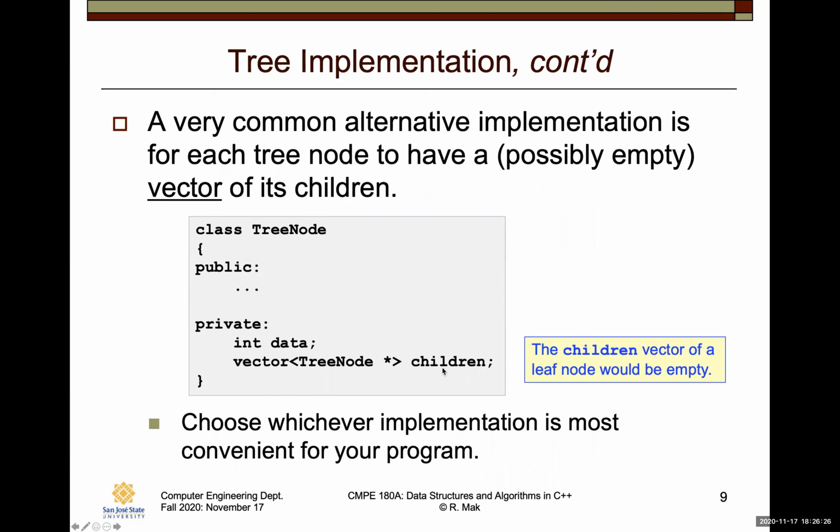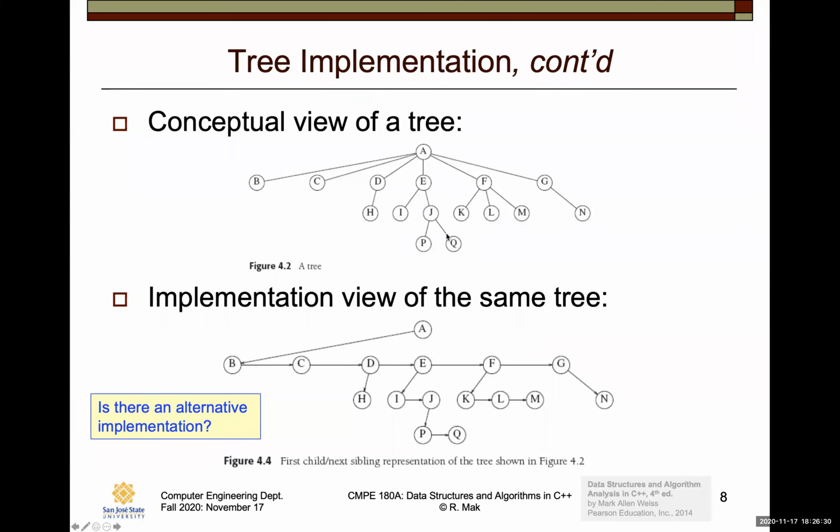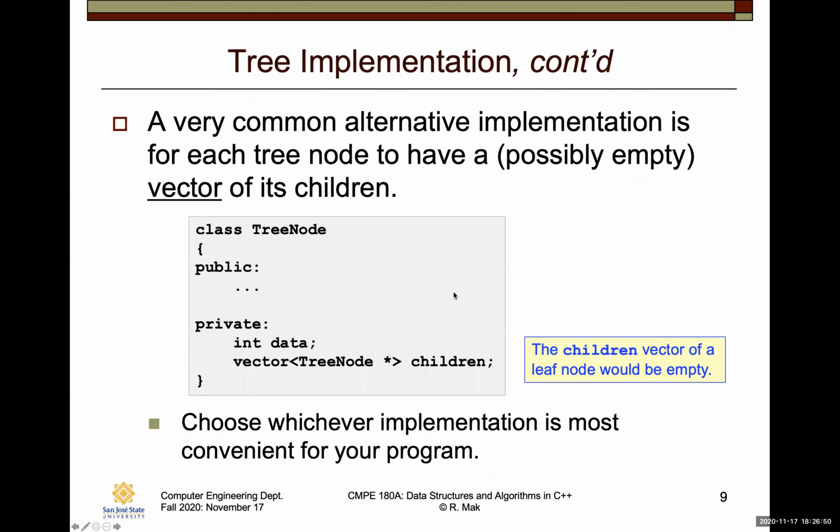Okay? And so the way I would do it is that node A would have a vector, and that vector would contain nodes B, C, D, and E, and so forth. And node D would have a vector that contains H, and node E would have a vector that contains I and J. Okay? And this, I would call my children vector.